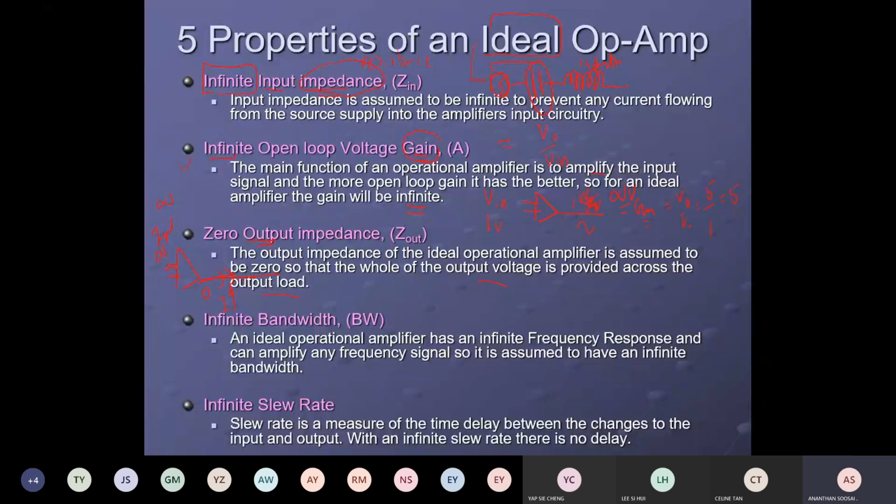So that is about the three factors: infinite input impedance, zero output impedance, and infinite gain for an ideal operational amplifier. And the fourth one is bandwidth. The operational amplifier has an infinite bandwidth. What is meant by infinite bandwidth?